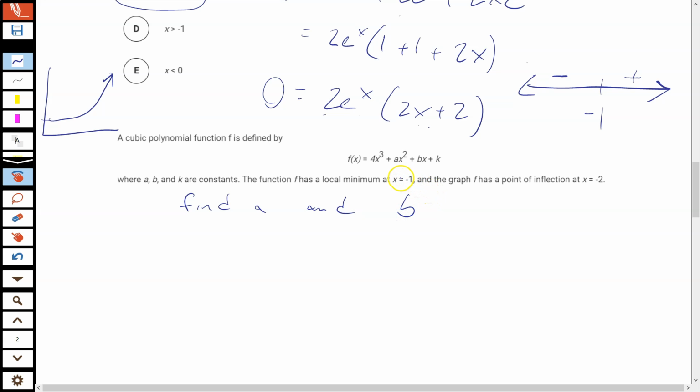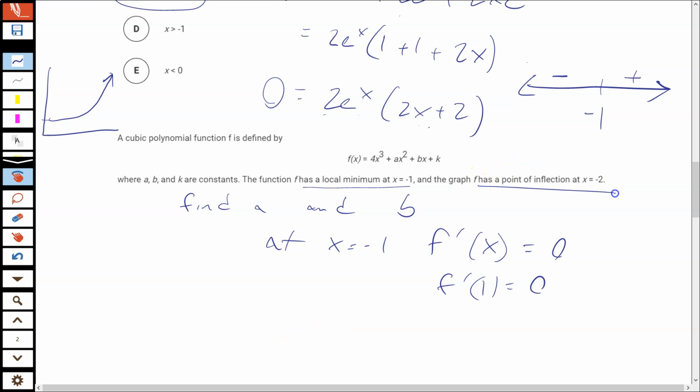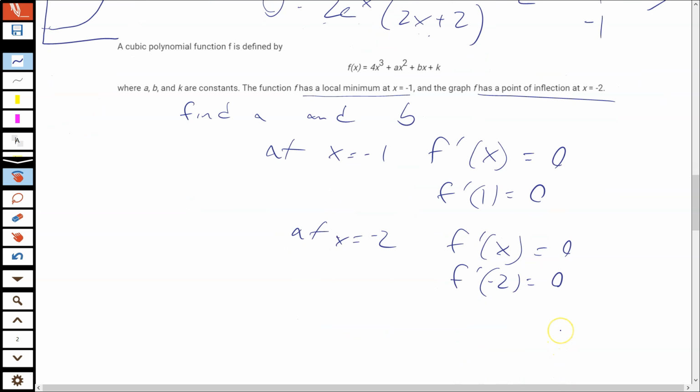Okay. Cool. So local minimum at x equals -1. That means at x equals -1, f prime of x equals 0, or I could say just f prime of -1 equals 0. And then a point of inflection at x equals -2 means f double prime of x is equal to 0, or f double prime of -2 is equal to 0. Okay, so those are our conditions here.